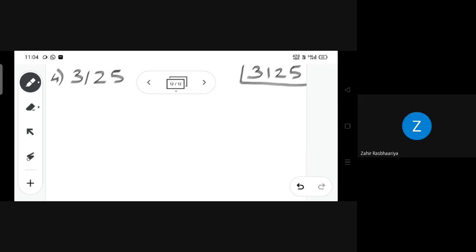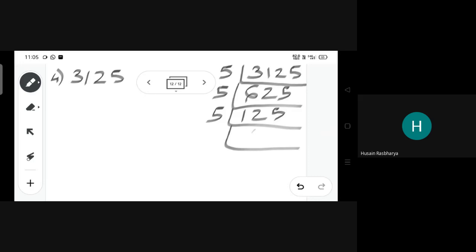Five to the power 5. Okay. So first we will divide it by 5. We get 625. Again, if we divide it by 5, we get 125. Again, if we divide it by 5, we get 25. On division, 25 is divisible by 5, so we get 5 and at last 1. So how many times? 1, 2, 3, 4, 5.